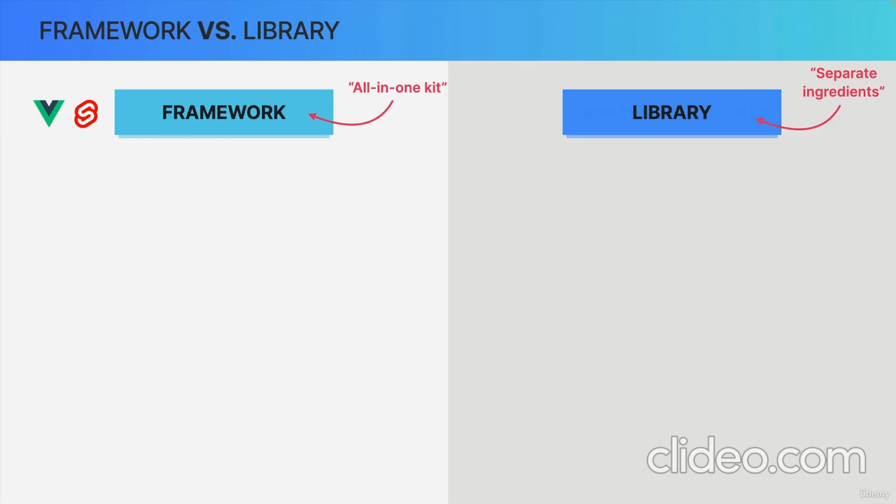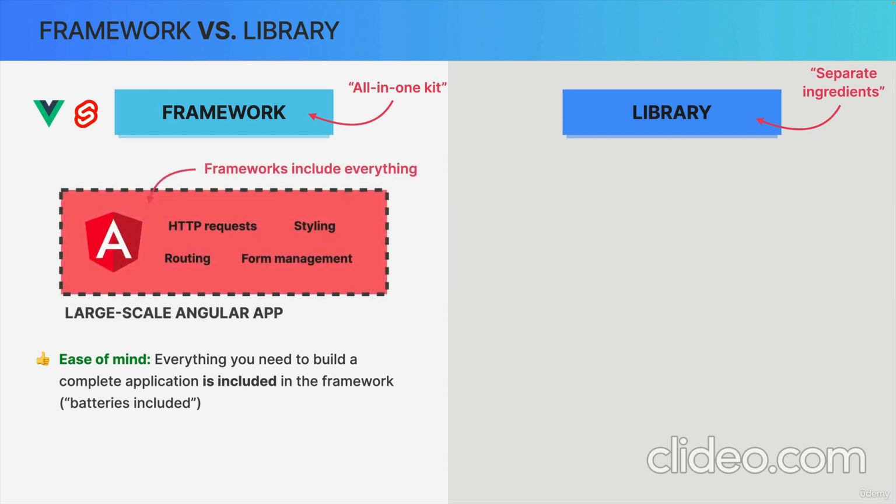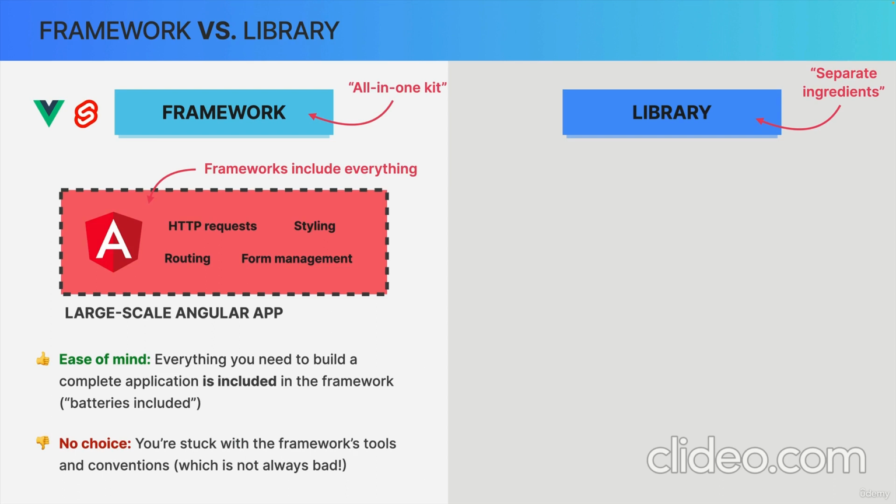framework and a library. So, in the world of JavaScript, a framework is basically a complete structure that includes everything that you need in order to build a complete, large-scale application. We can say that frameworks like Angular are batteries included, because they include stuff like routing, styling, HTTP requests, form management, and more, all out of the box. Now, the downside of this is that you're stuck with the framework's tools and conventions, even if you don't like or agree with them.